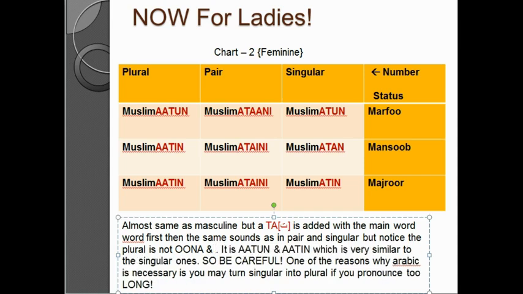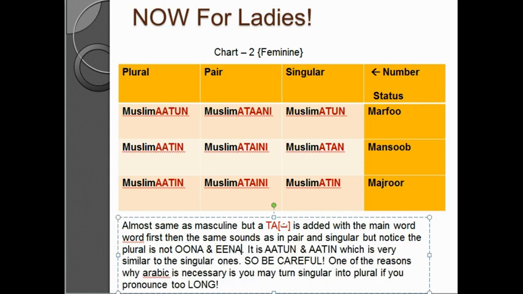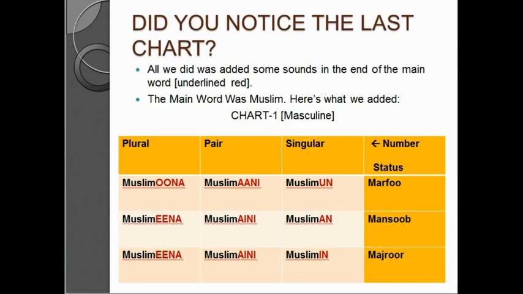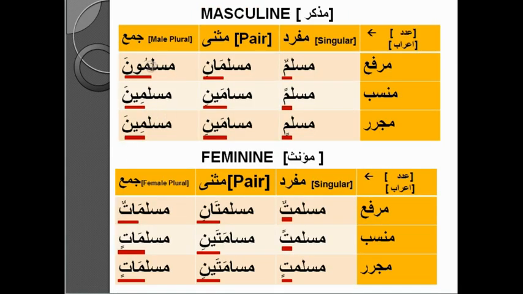Okay. Have a look if you have any confusion. Let's look at this again. Muslimuna, Muslimina, Muslimina. It's not una, ina, ina. It's atun, atin, atin. Once again, Muslimun, Musliman, Muslimin, Muslimani, Muslimaini, Muslimuna, Muslimina. Muslimatun, Muslimatan, Muslimatin, Muslimatani, Muslimataini, Muslimatun, Muslimatin.